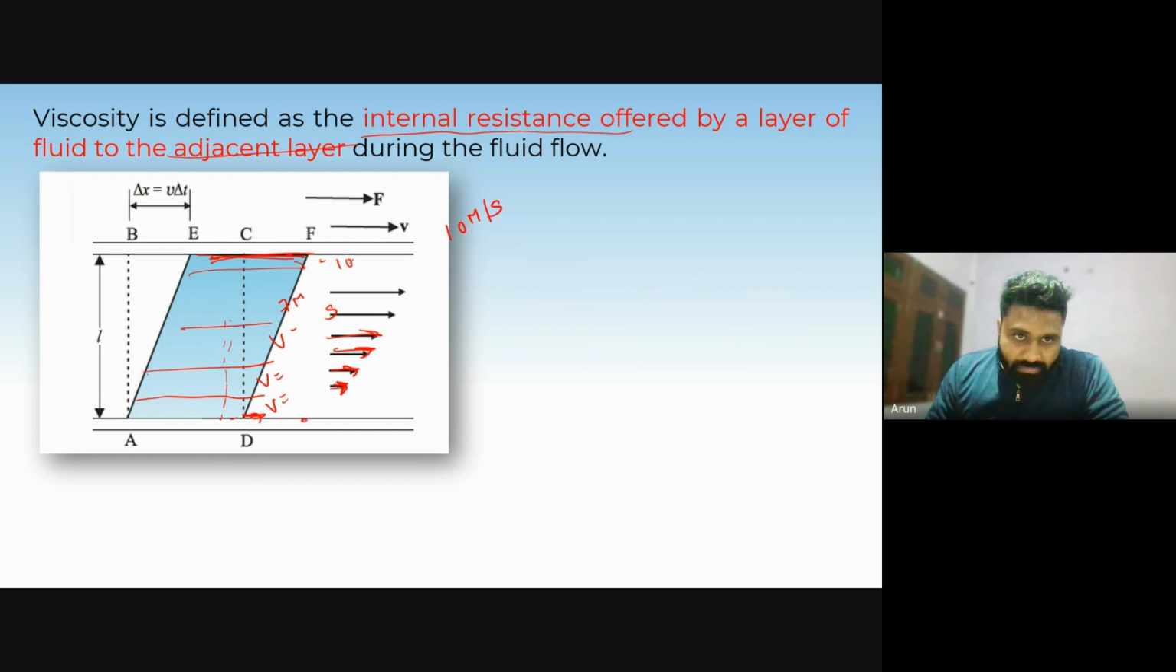So as you move in the direction of this length, the velocity will increase. Okay, so this is a kind of situation with shear force. In shear force, what is happening? I think this ink is visible to you.